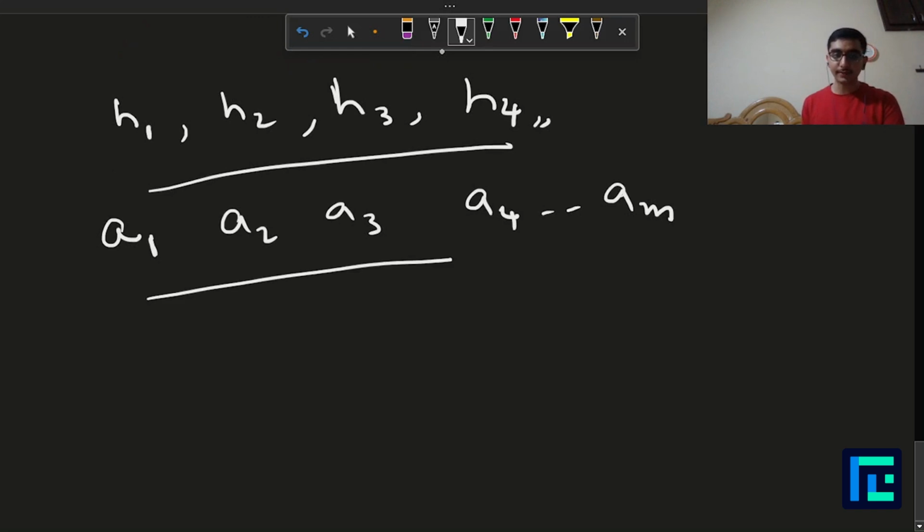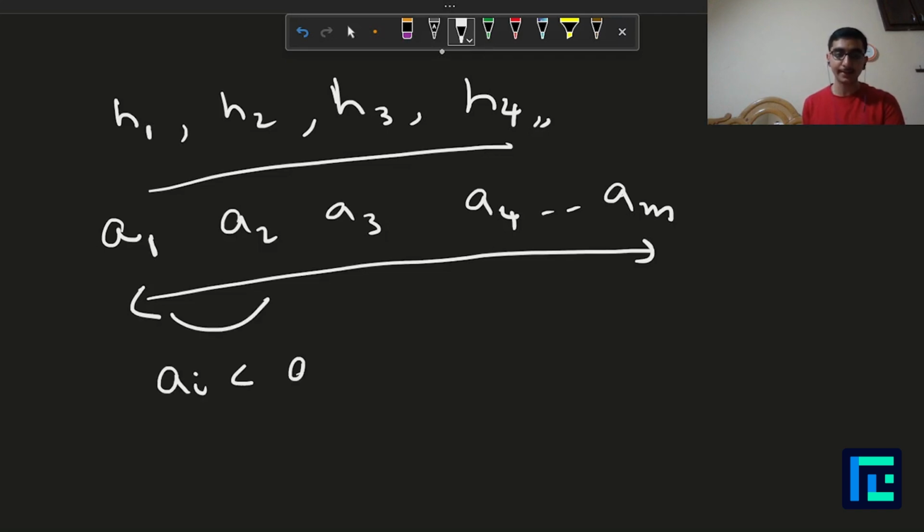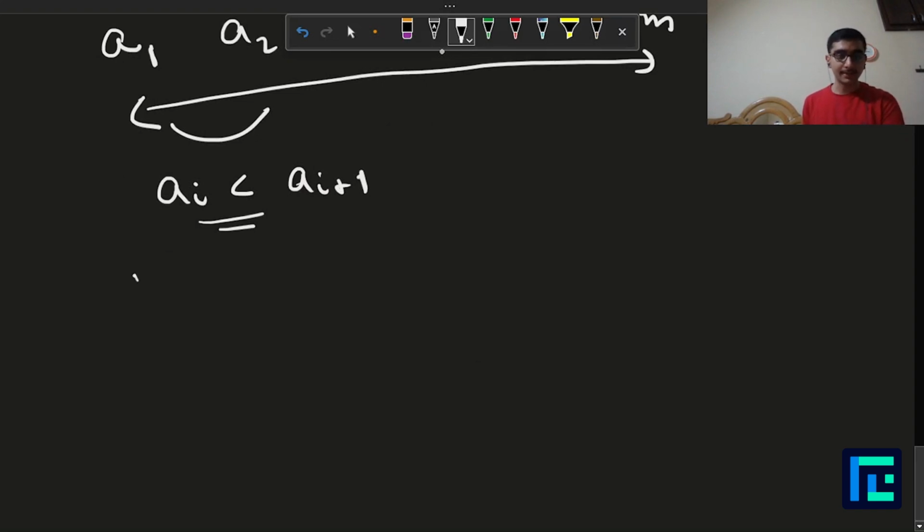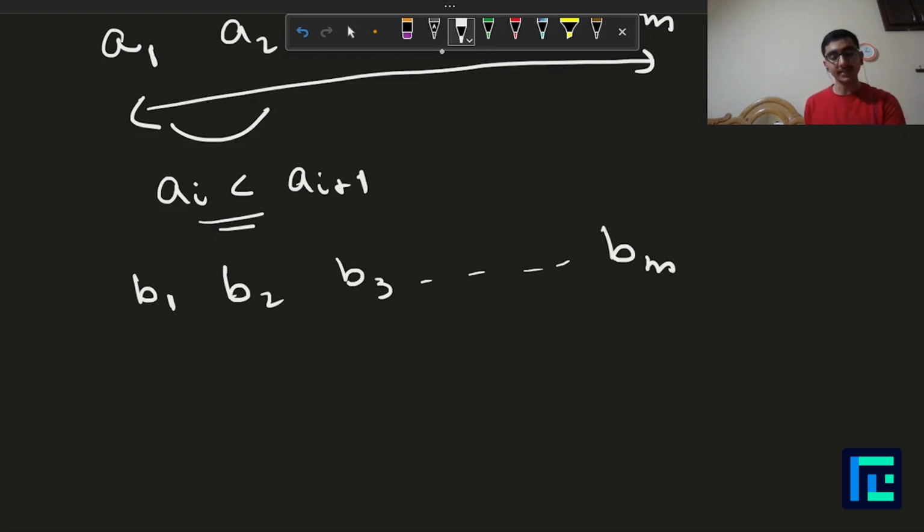Let's say I sort all these values. So for every adjacent pair, I have that Ai is less than Ai+1, right? I sort them so that I always get neighboring houses together. So now let's say it converted to some array B. So B1, B2, B3, so on till Bm. Now it satisfies the condition that Bi is less than Bi+1 for every i, right?